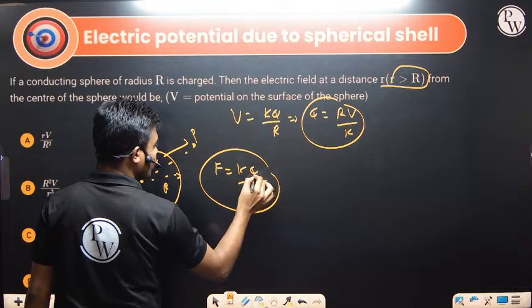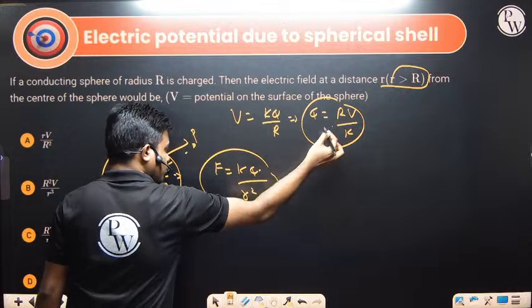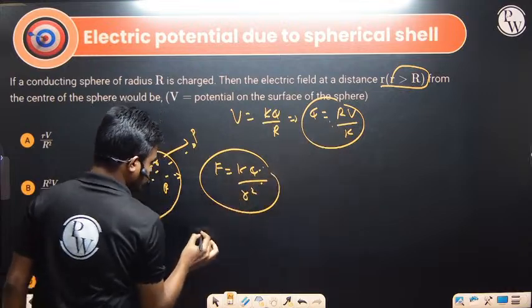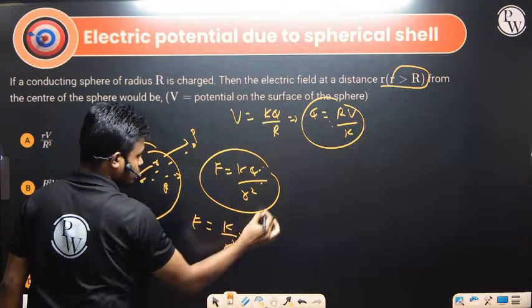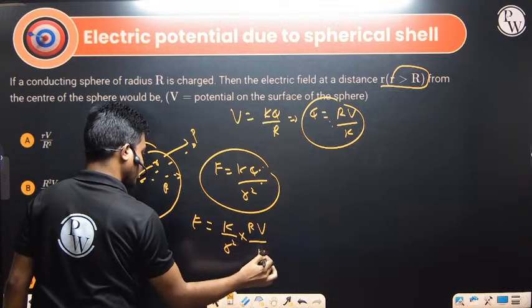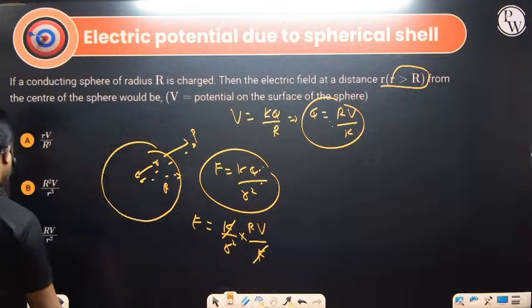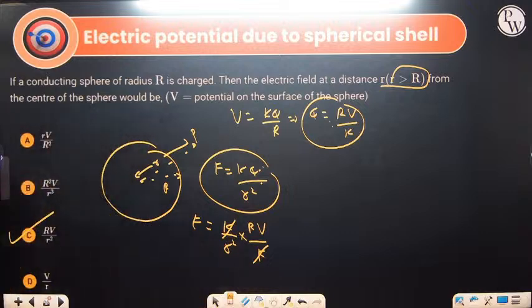I told you what the Q value is from here. Paste this value here. We are getting E is equal to K by r square into RV by K. K and K cancel. How much did you get? RV by r square. The answer is option C. Okay, the answer is option C.